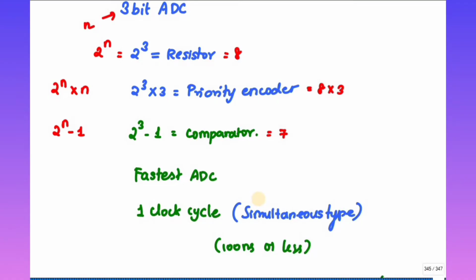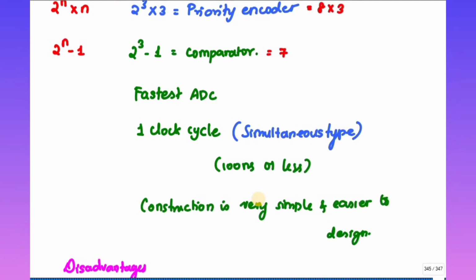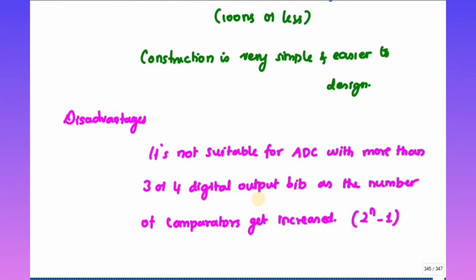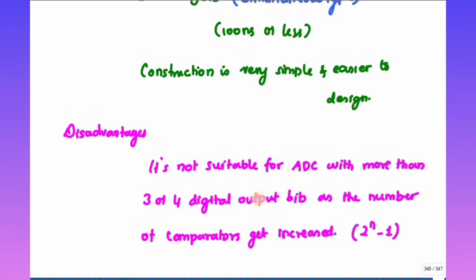It is formed by a series of comparators. That is, it will compare my input analog signal with the reference voltage. The output of the comparator is given to a priority encoder circuit, which will produce the binary output. So the construction of this one is very simple and it is easier to design.